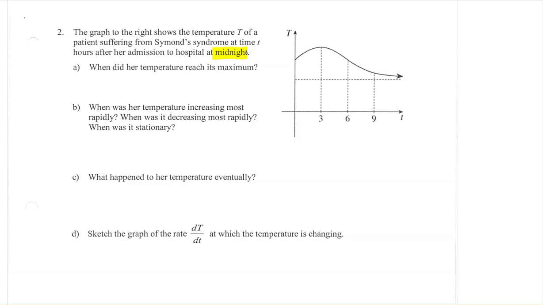So you can see on the graph, the highest point on the graph is when little t is equal to 3. So it's going to be when little t equals 3, but we could also write that as a time because we know what time she was admitted. If she was admitted at midnight, 1, 2, 3 a.m.